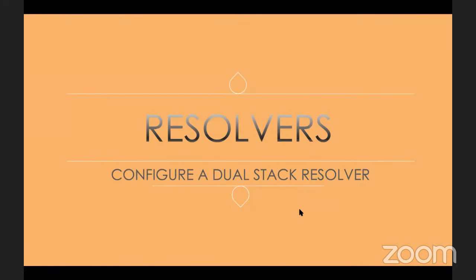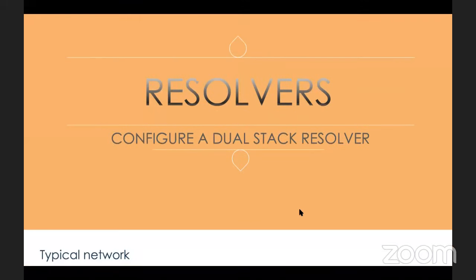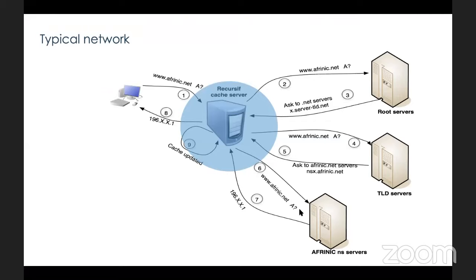Let's start with the resolvers. For the resolvers, we'll try to configure a dual stack resolver. And like mentioned in this diagram, the resolver is usually located somewhere in your network. It's close to your clients and also connected to one or two servers and connected to various networks. Remember that we are in a network where IPv6 is already enabled. Our recursive server is already able to reach the internet over IPv6.